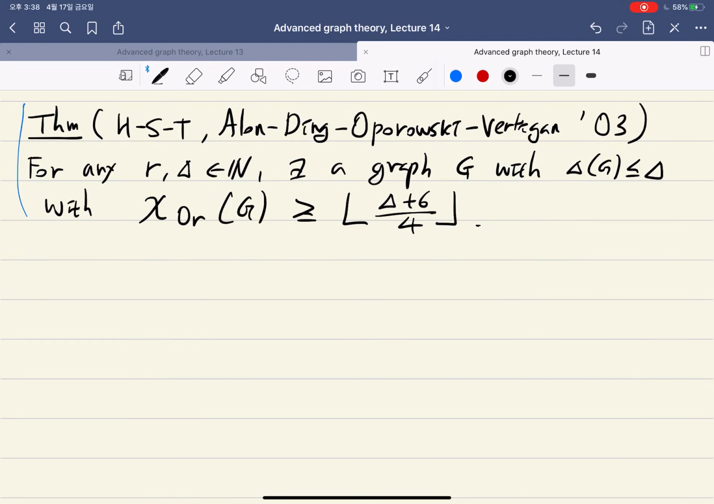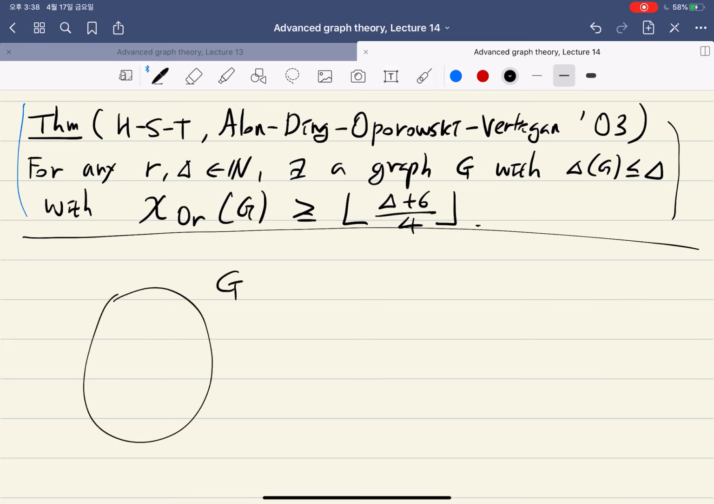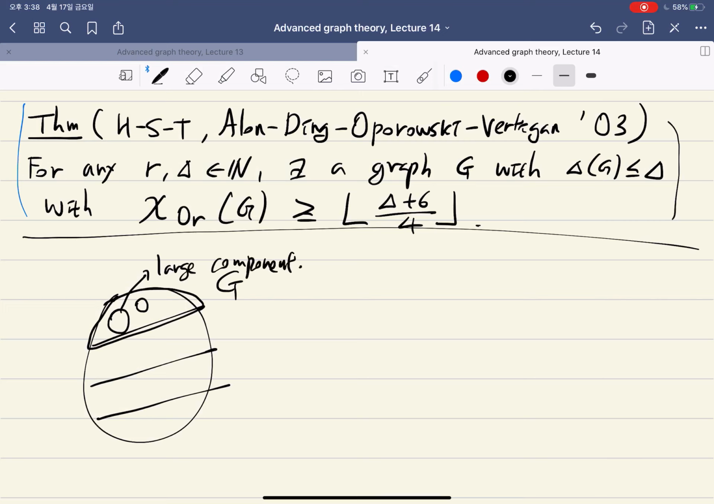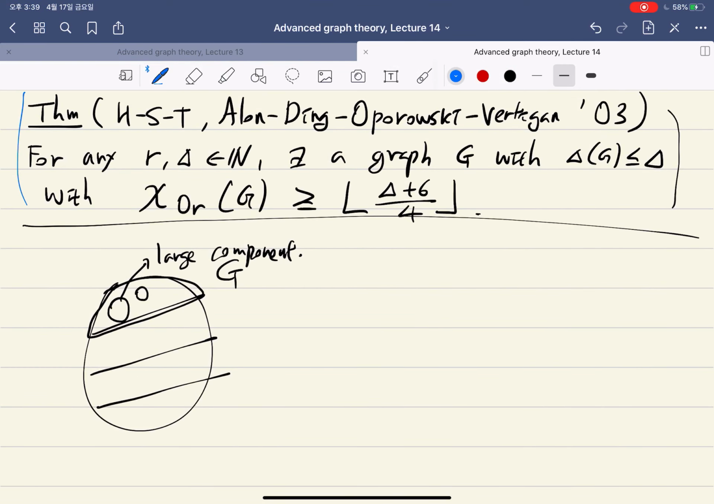So how can we prove this theorem? In order to prove this, we have to construct a graph G such that however you partition the vertices, at least one part must have a large component. How we want to prove this is using some idea related to girth and line graphs.